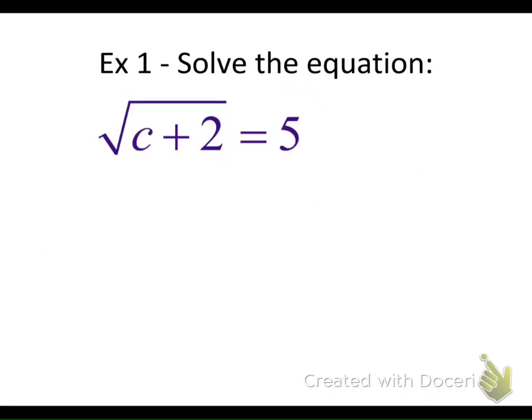So example number 1 here. When you are solving equations, one of the most important things is make sure you put that square root over only what's being square rooted. So for example, you have the square root of c plus 2 equals 5. You want to make sure that square root sign ends right after that 2. You do not want to extend it further than that.